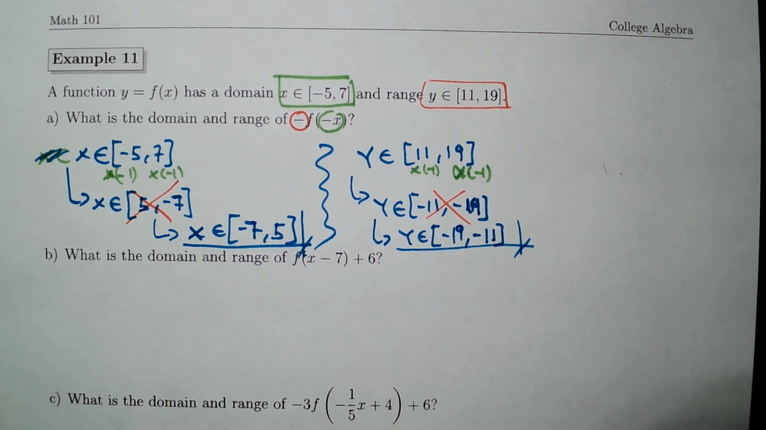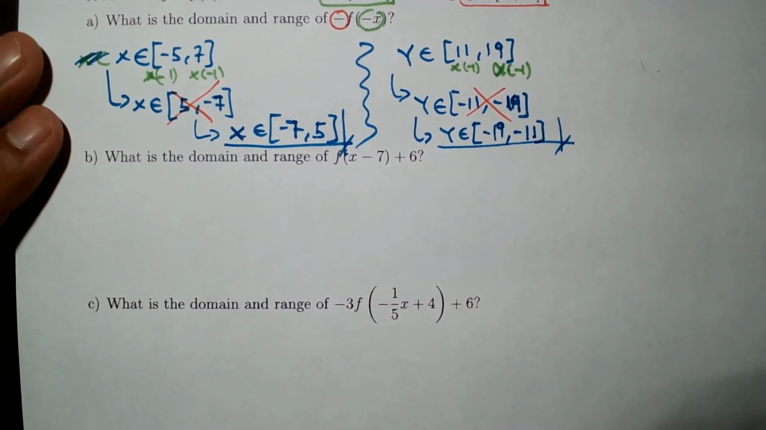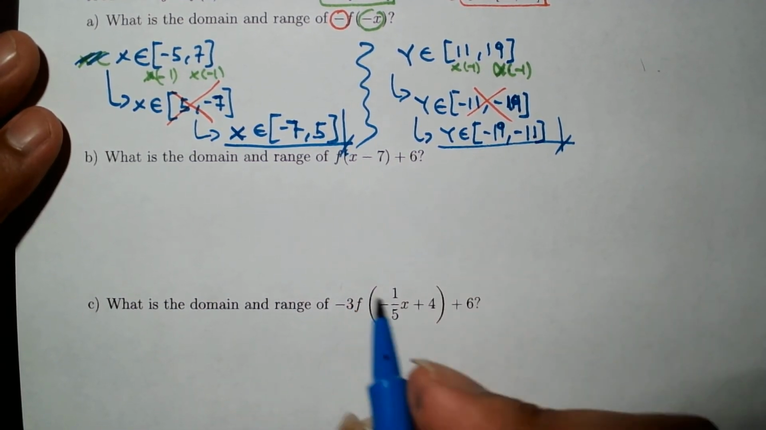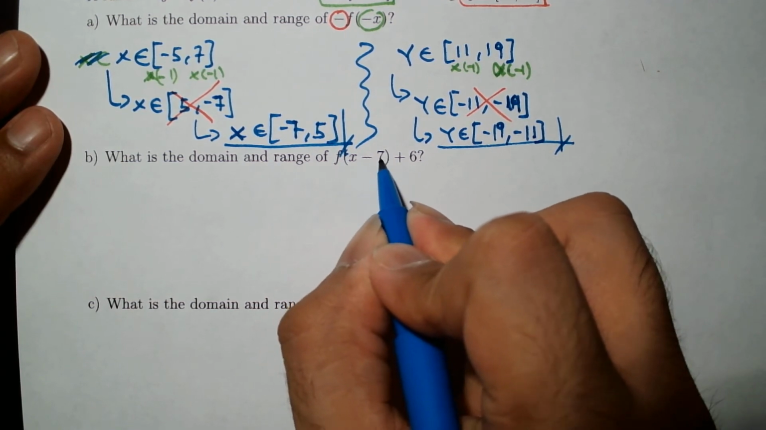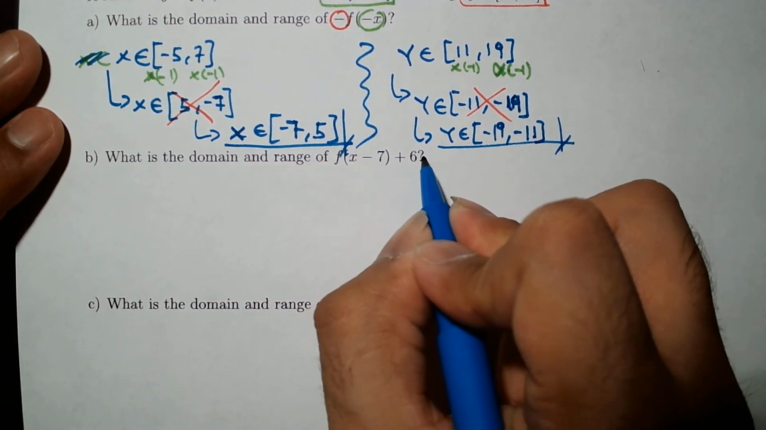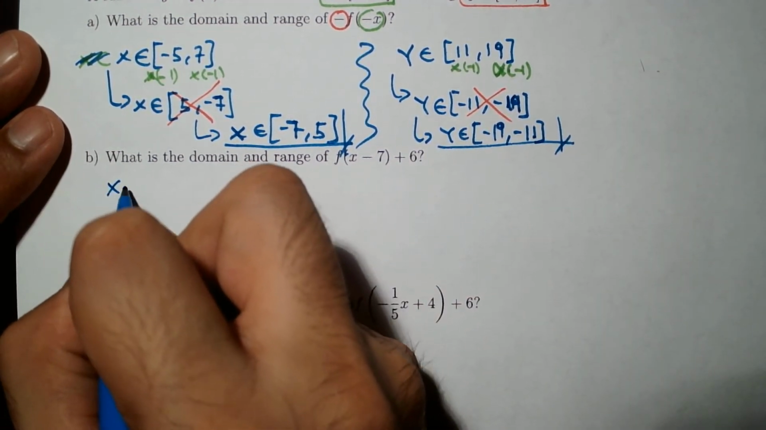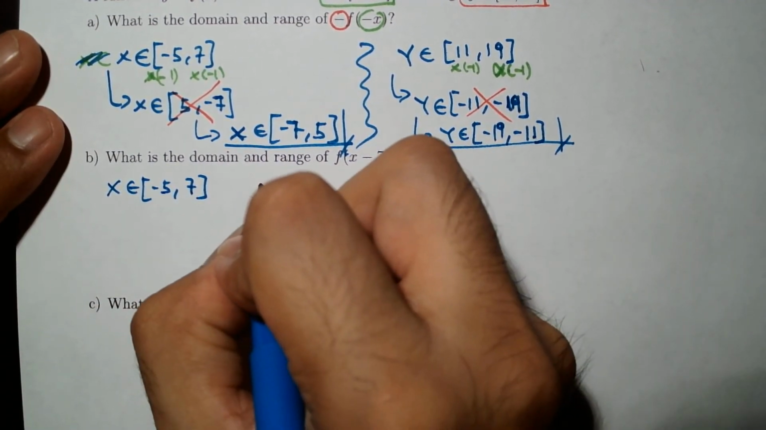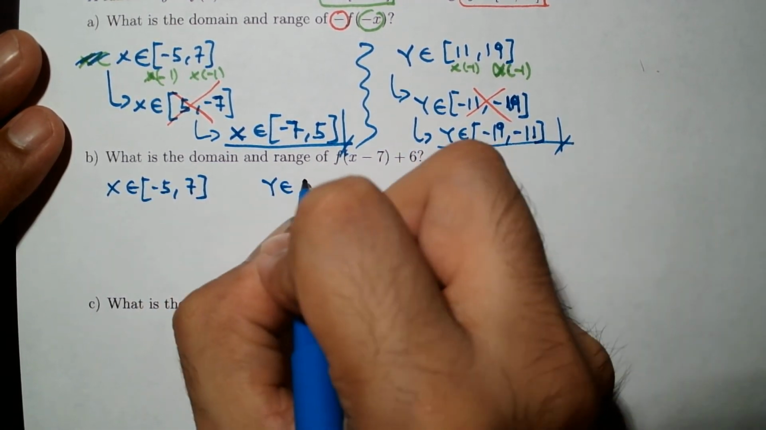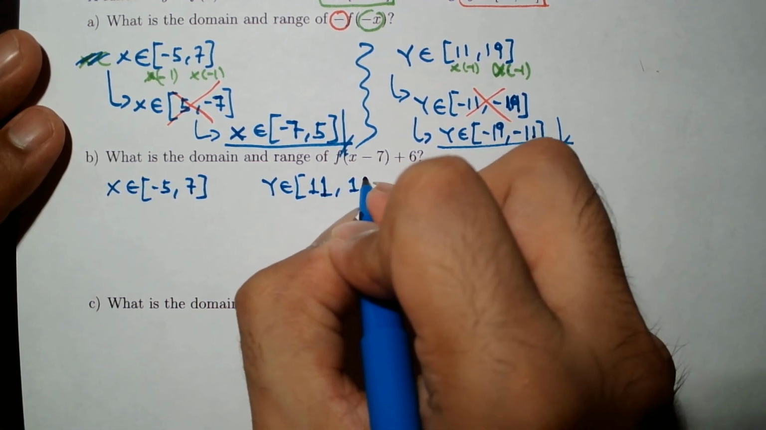Alright. Let's look at something easier, something less weird than what we did here. So f of x -7 and +6. So the -7 is going to affect the domain, the x's, and the +6 is going to affect the range, the y's only. So let's see. I'm going to write x belongs to -5, 7, and y belongs to 11, 19.